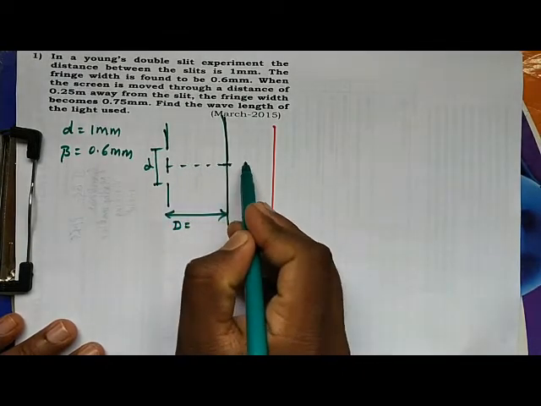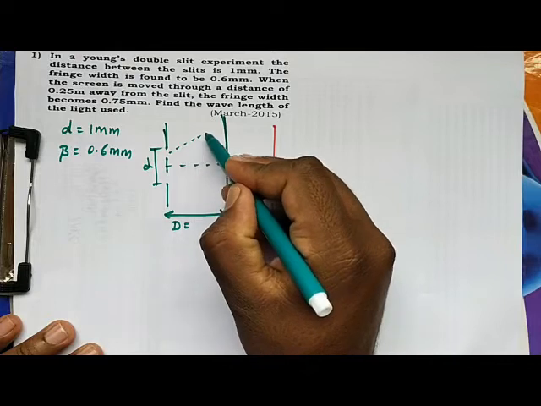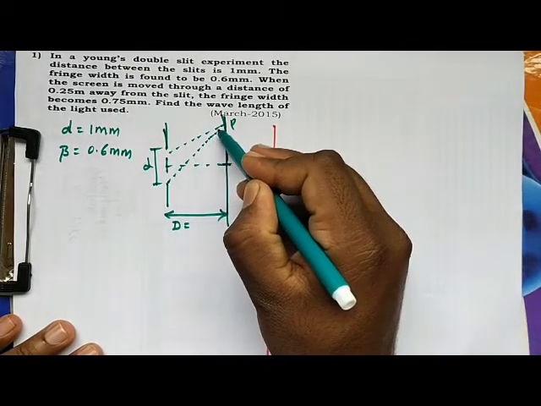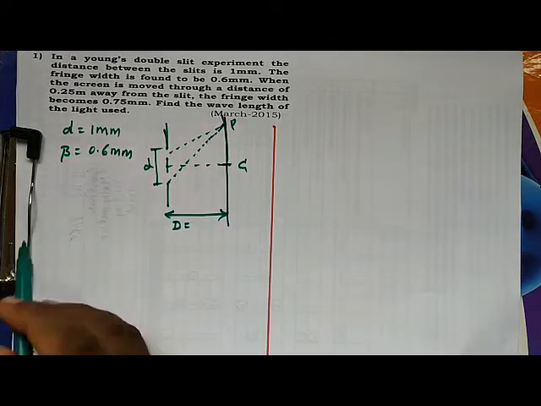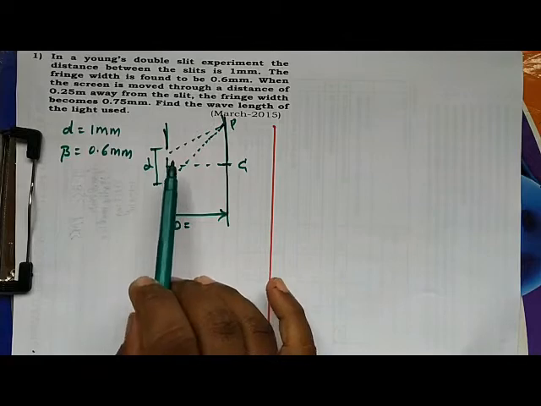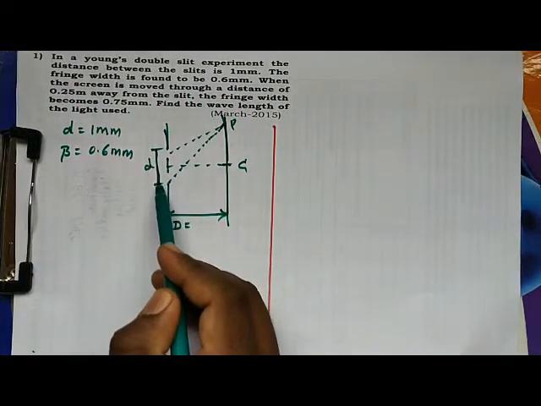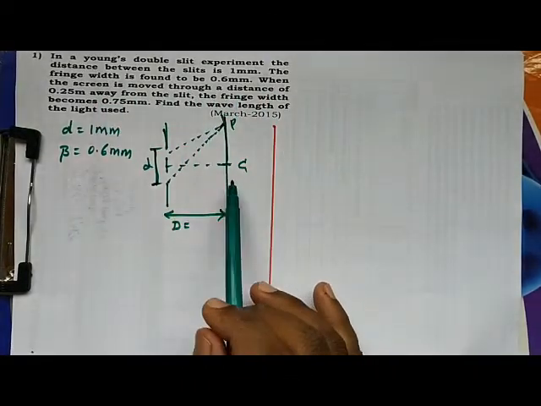Here this is the central maxima point. The light sources are moving towards this point P. Now for the given data: in Young's double slit experiment, the distance between the two slits is 1 millimeter, and the fringe width is found to be 0.6 mm.